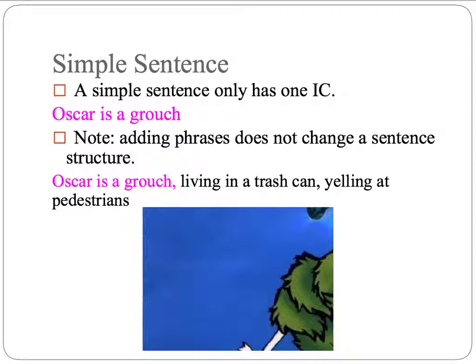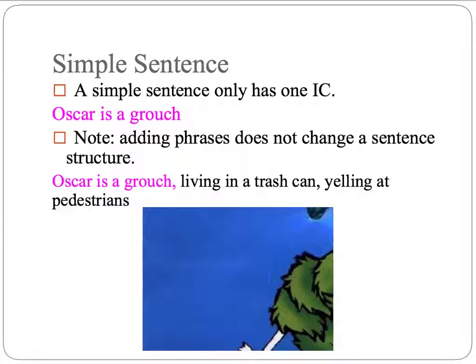Now the way that we put together these clauses, these independent and dependent clauses, helps us create types of sentences. A simple sentence only has one independent clause.